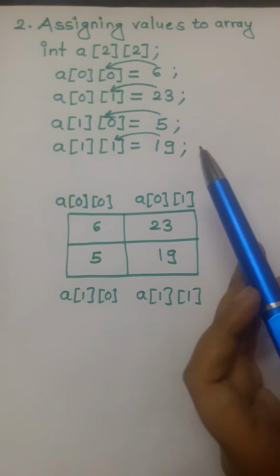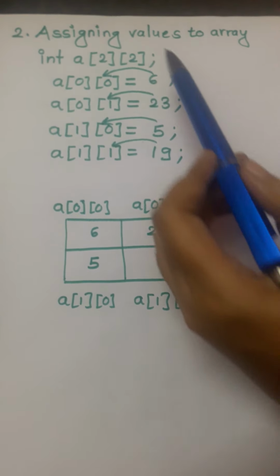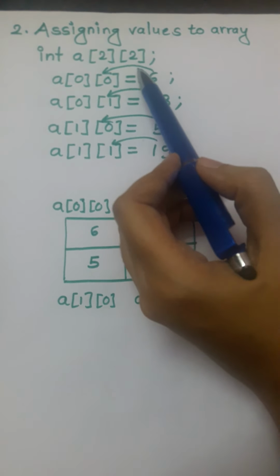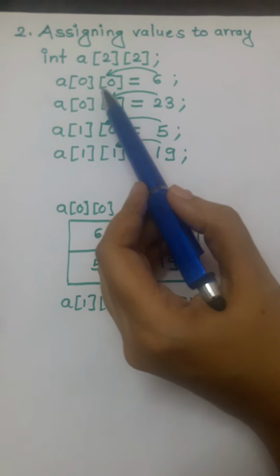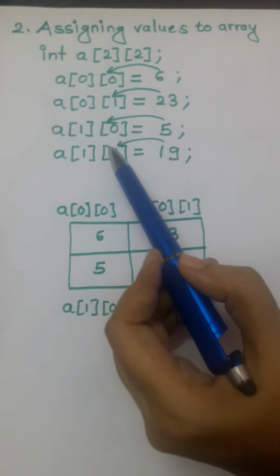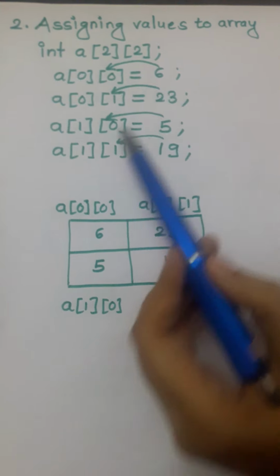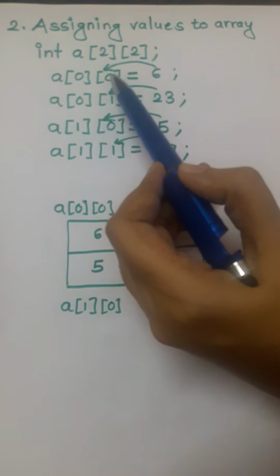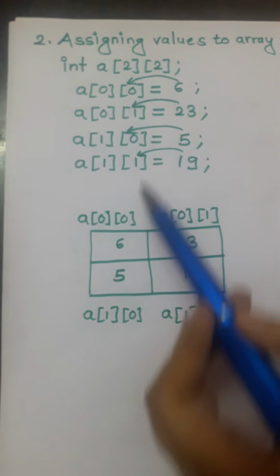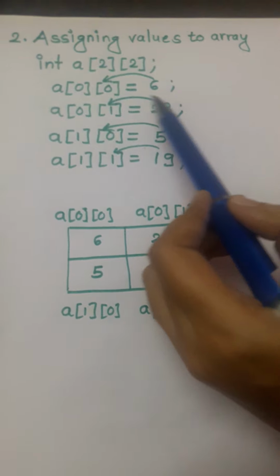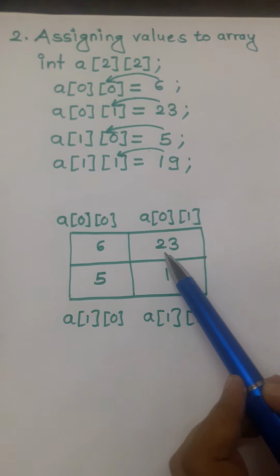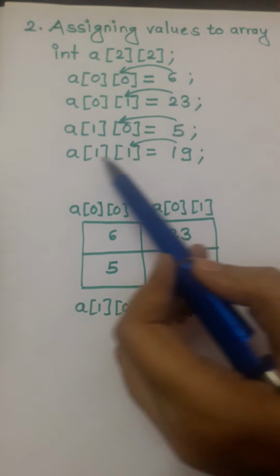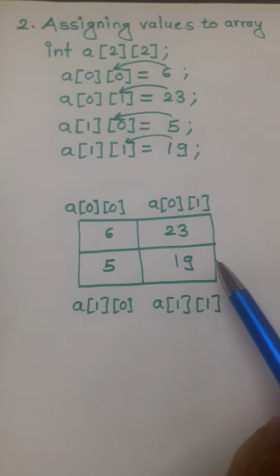Second way, how we can assign values to an array. Same example, integer a of 2 by 2. It means there are 4 different elements, that is a of 0 0, a of 0 1, a of 1 0 and a of 1 1. This is the assignment operator in C, which assigns the value of the right hand side to the left hand side. So 6 is stored at a of 0 0, it means here. 23 is stored at a of 0 1, it is stored here. 5 is assigned at 1 0, so stored here. 19 at 1 1 and it is stored here.